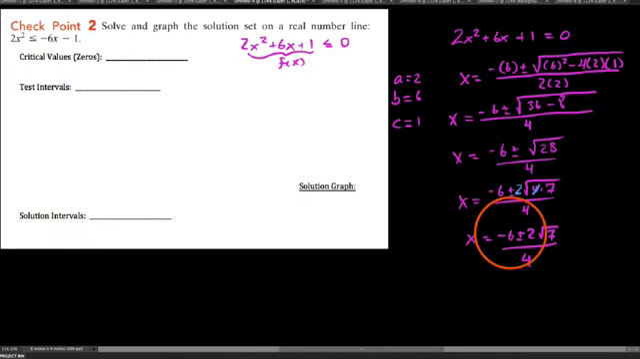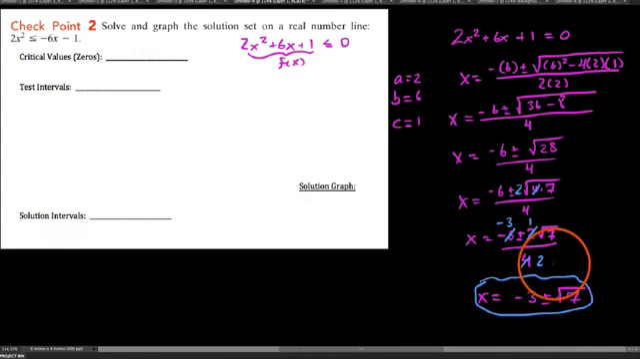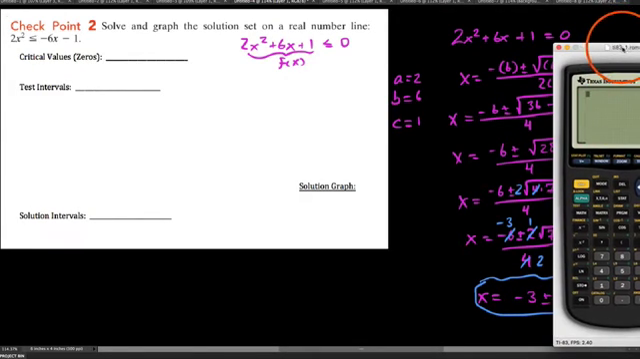And last but not least, I know that these are all divisible by 2. So let's reduce these by a factor of 2. This would be a negative 3. This would be a 1. So we get x equals, in the end, negative 3 plus or minus the square root of 7. And I'm going to put a big box around this here, and label this here critical values. Now the thing here is, when we deal with something like this, it's really kind of hard to envision where this would be on a number line.